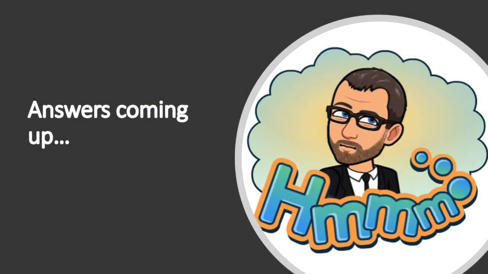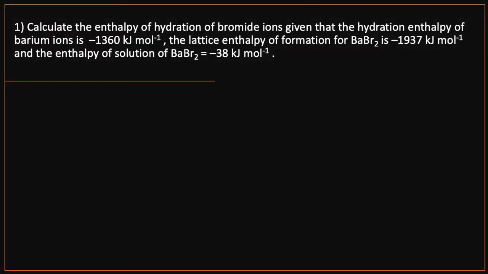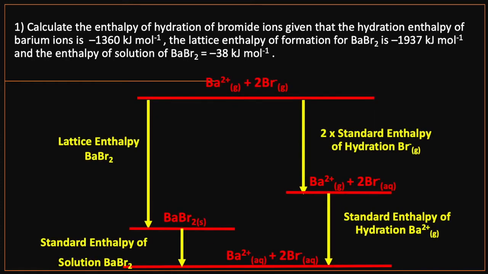So here we go. Answers are coming up now. So question 1, we're going to calculate the enthalpy of hydration of the bromide ions, and we've been given the enthalpy of hydration for barium, lattice enthalpy for barium bromide, and also enthalpy of solution. Notice enthalpy of solution for barium bromide is negative, and therefore that would be exothermic. So we can pop that on our diagram as I've done there.